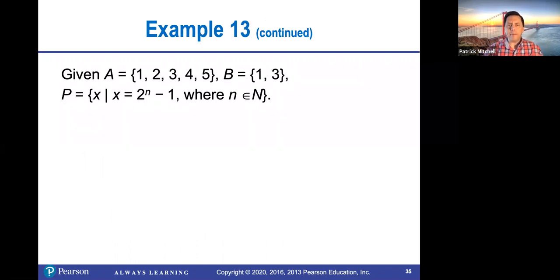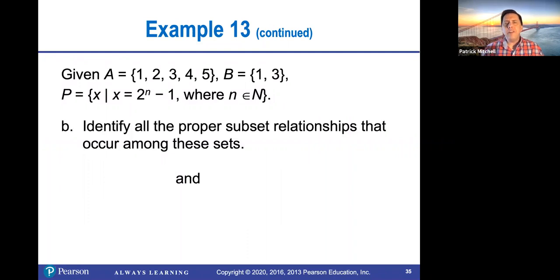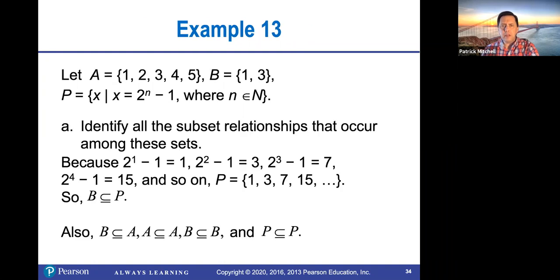All right, using the same example, identify all the proper subset relationships that occur among these sets. Wait a minute, I think they forgot one, didn't they? Yes, they, oh no, they didn't. B is a subset of P, yeah, we got that one. Except I don't think I talked about that one, did I? Yeah, B is a subset of P because look, the numbers 1 and 3 are also in set P. Okay, so I'm sorry, there are two interesting subset relationships in part A of this example.